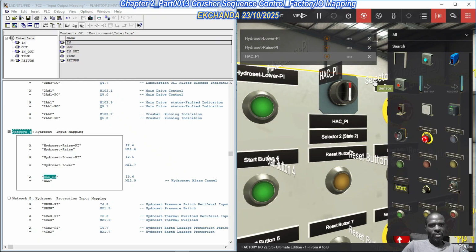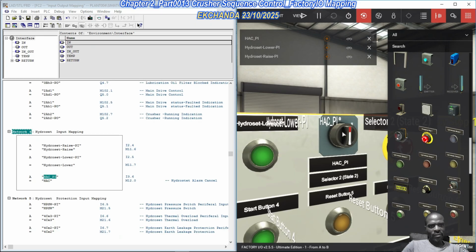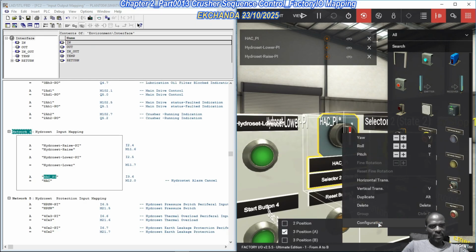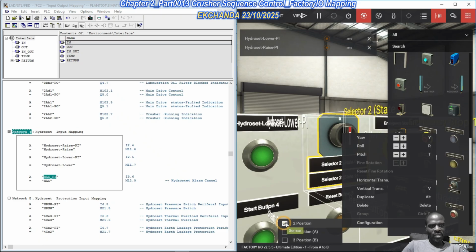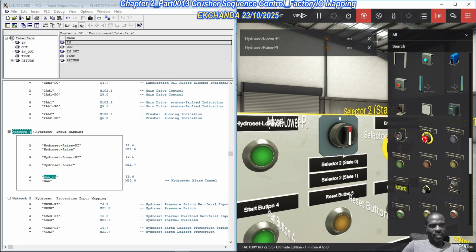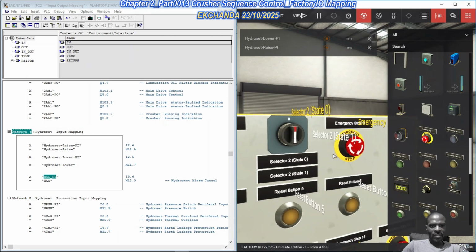Select the state 2. This is not really going to be of use. Okay, can I trade this for something else? Okay, configuration, maybe 2 position. I think this will be better suited to what we're doing. And then of course select the state 0. We're not going to associate anything with this, but select the state.